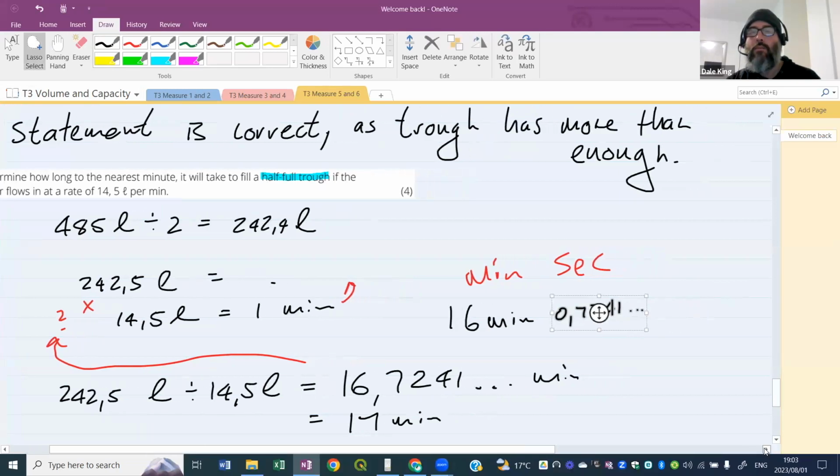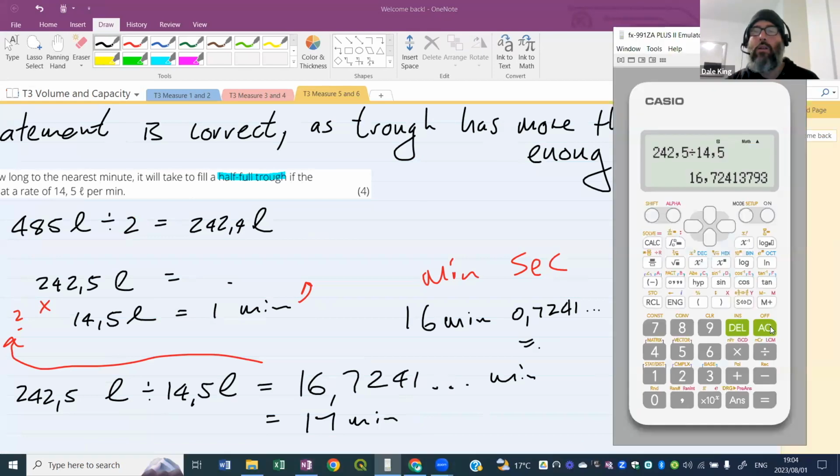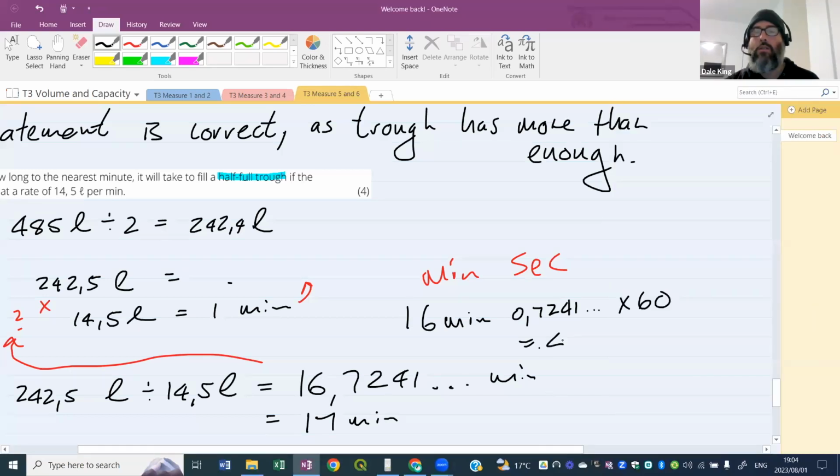That's not what the question is asking, but if a question does ask for minutes and seconds, then you would do that. Let me just quickly show you. So minus 16. There's our decimal, times it by 60. So it's 43 seconds. If the question asked for minutes and seconds, you would take the decimal portion, 0.7241, blah, blah, blah, and times it by 60, because there's 60 seconds in a minute. But this question doesn't need that. You got it, Mohammed? Thank you, sir.